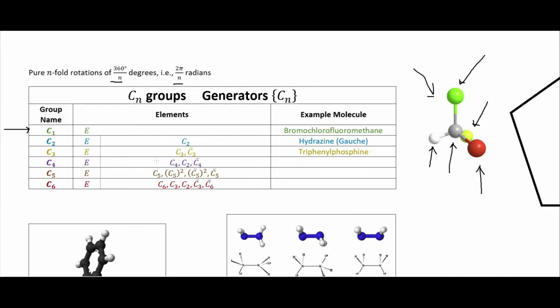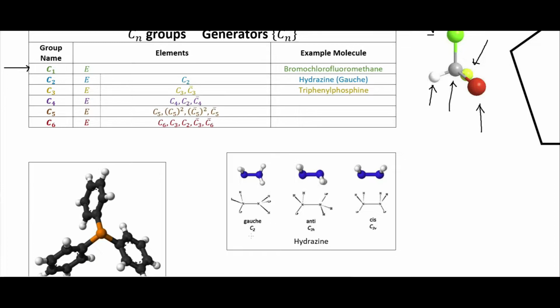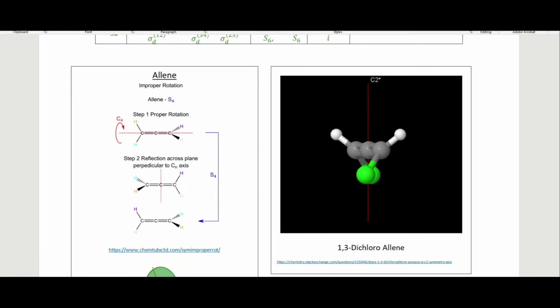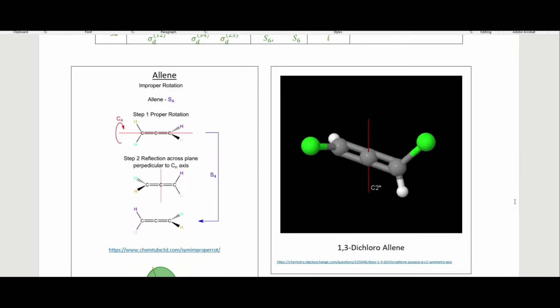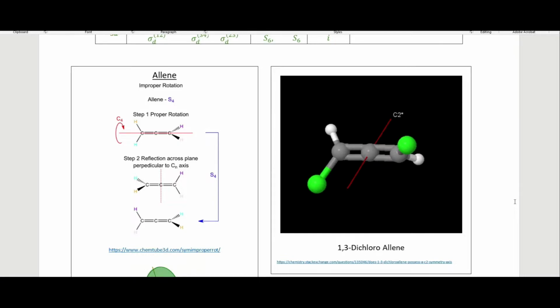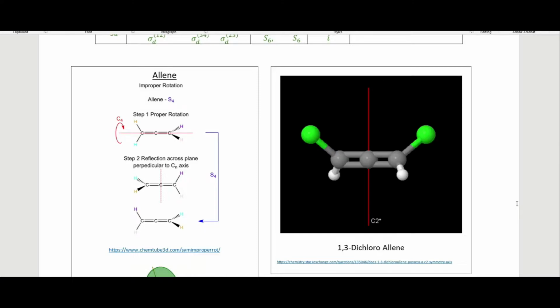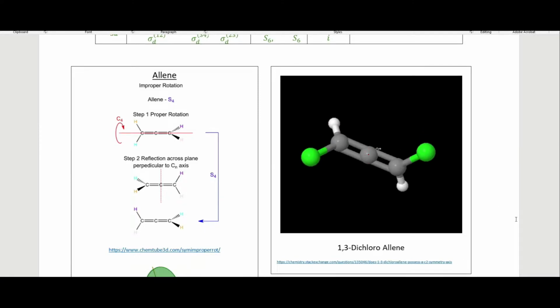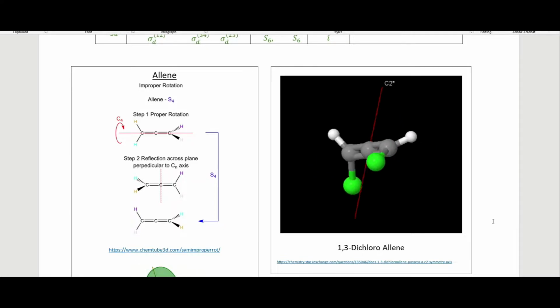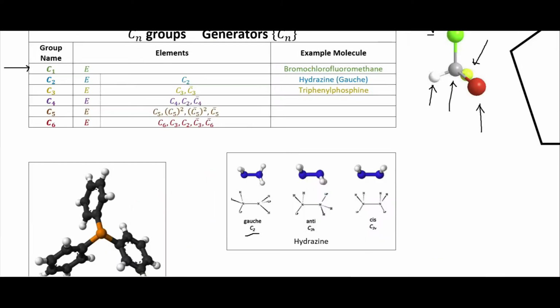Then C2 has only a 180 degree rotation that it can actually go through. That would be something like hydrazine in this gauche conformation right here. So that has C2, and it's kind of hard to see what the C2 symmetry is here. And so I actually have this different thing right here. So this is 1,3-dichloroallene. It shows where that C2 axis is right there. You have to kind of stagger it up like that, which is a symmetry that is a little bit harder to find, I think, especially when using these two-dimensional images. And so that is the C2 symmetry.